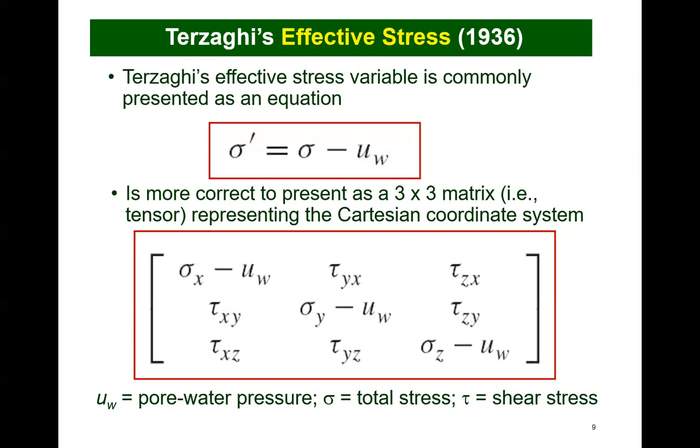A saturated soil is a two-phase system. Terzaghi in the 1930s noted that it was the difference between the total stress field and the pore water pressure field that gave rise to a variable of great value for describing the physical behavior of saturated soils. The resulting variable was called effective stress. This variable is often written in the form of an equation.